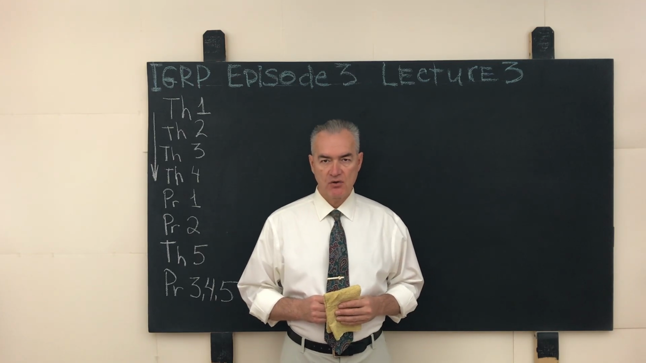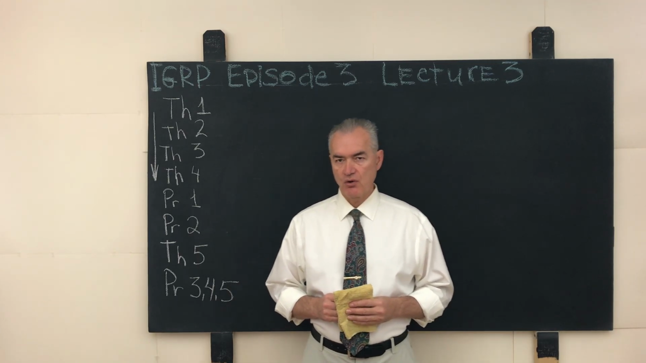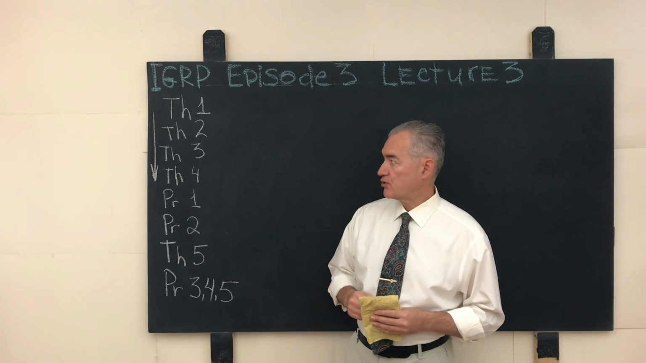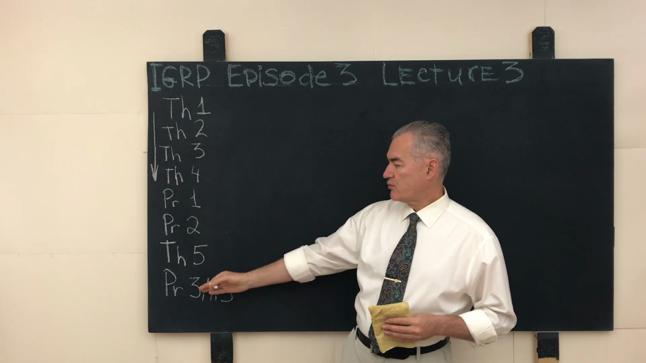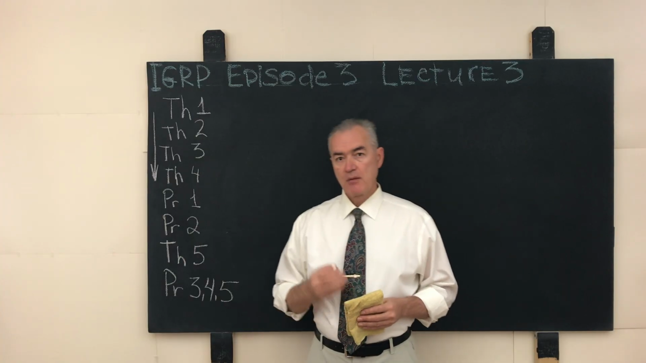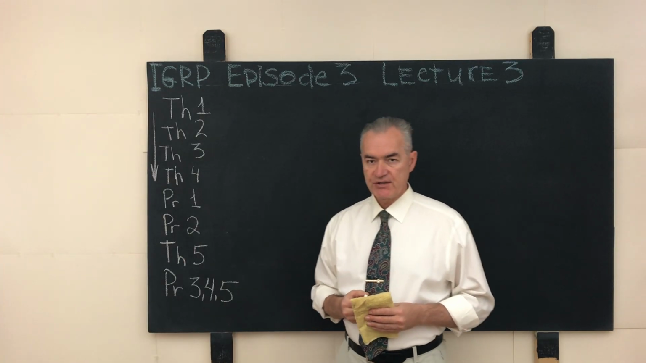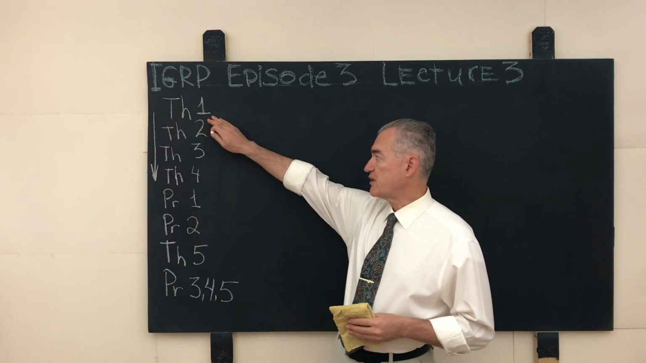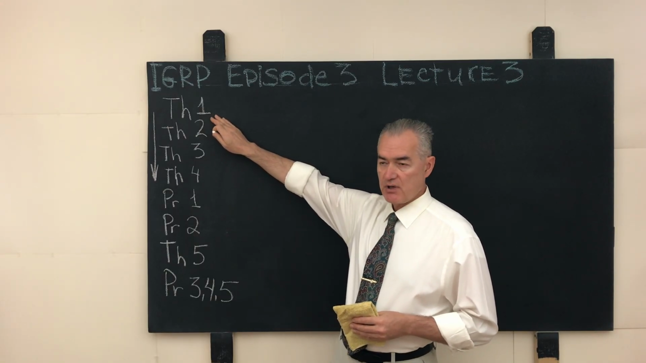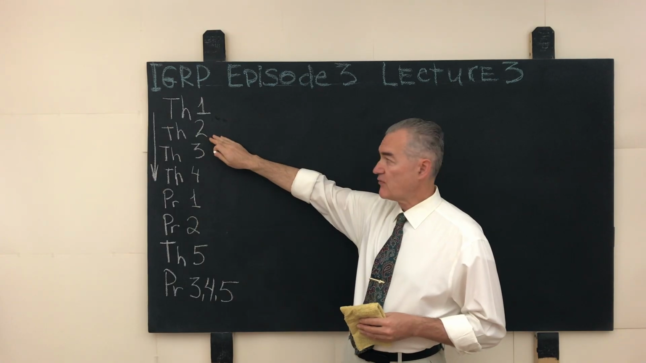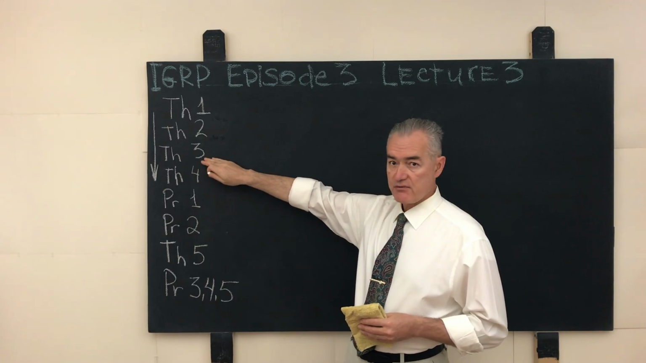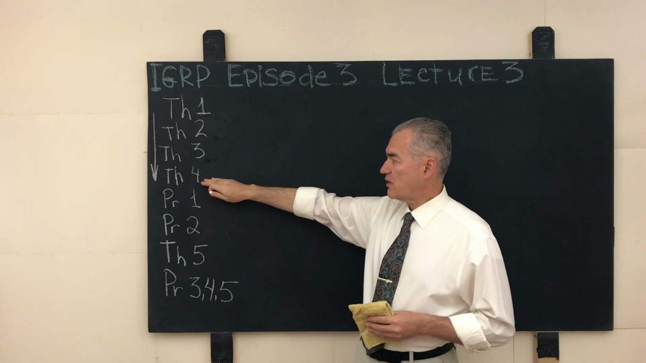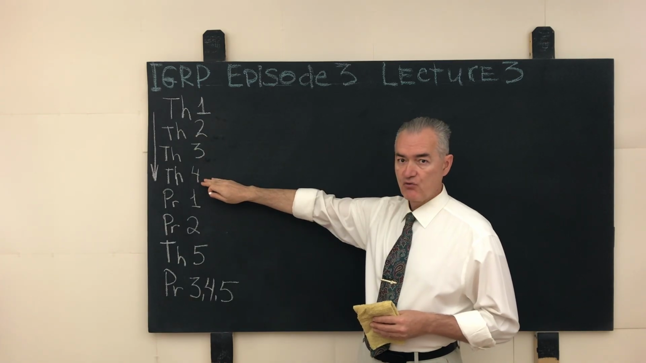The topology of this lecture is shown on the left-hand side of your screen, which means that we will present the material in this episode in the following order. First, we will prove theorem number 1, followed by the proof of theorem number 2, followed by the proof of theorem number 3, followed by the proof of theorem number 4.